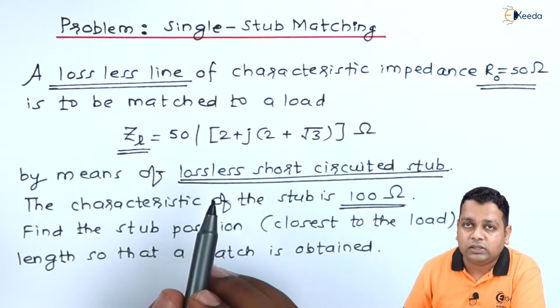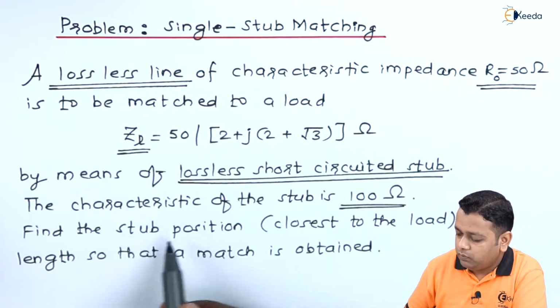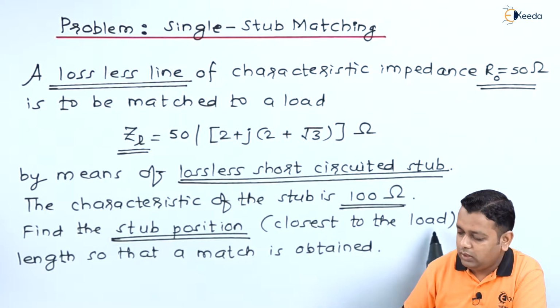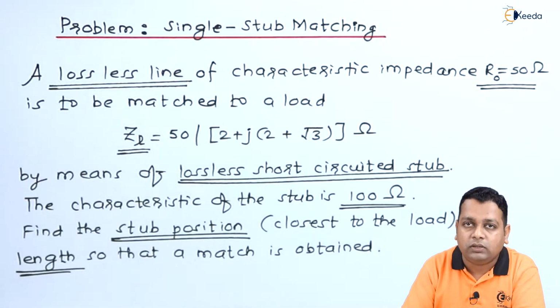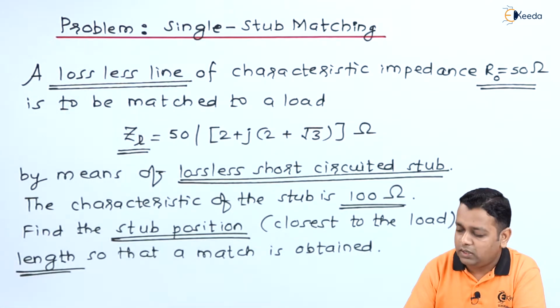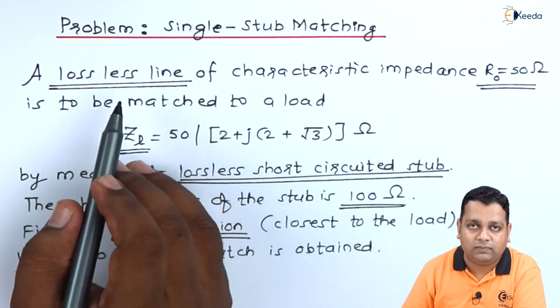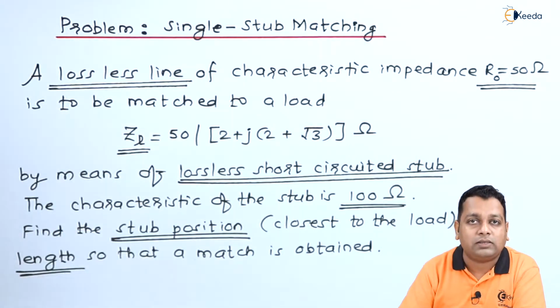Now what is asked in this particular problem statement? We have to find the stub position, and the stub position should be closest to the load, and the length of the stub also we need to determine so that the match is obtained. So let us make use of the Smith chart, and by the step-by-step process we shall find the stub position and the corresponding length, so that the transmission line is made a flat line with no reflection, because it will be matched to the corresponding characteristic impedance.